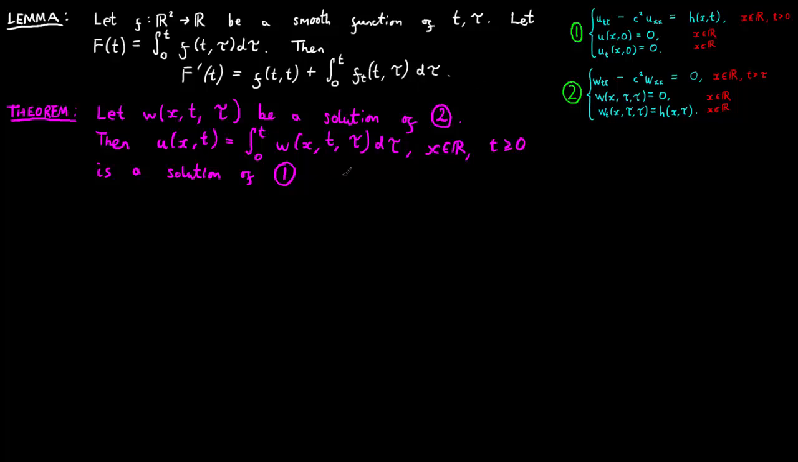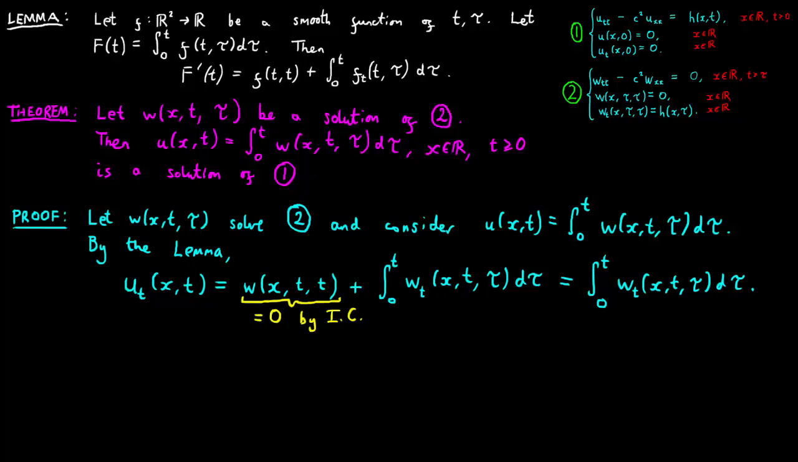Then the theorem that we're trying to prove says if we let w be a solution to problem 2, which is the problem 2 that we saw a moment ago, then if we define u to be the integral from 0 to t of w of x, t, tau d tau, for x anywhere in the real numbers and t greater than or equal to 0, then that integral that we're calling u is a solution to problem 1. That's the theorem that we're trying to prove. So how do we prove that?